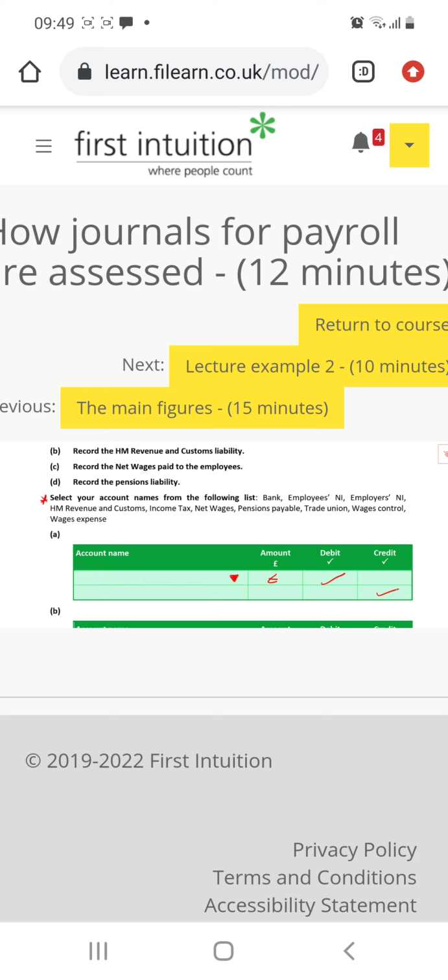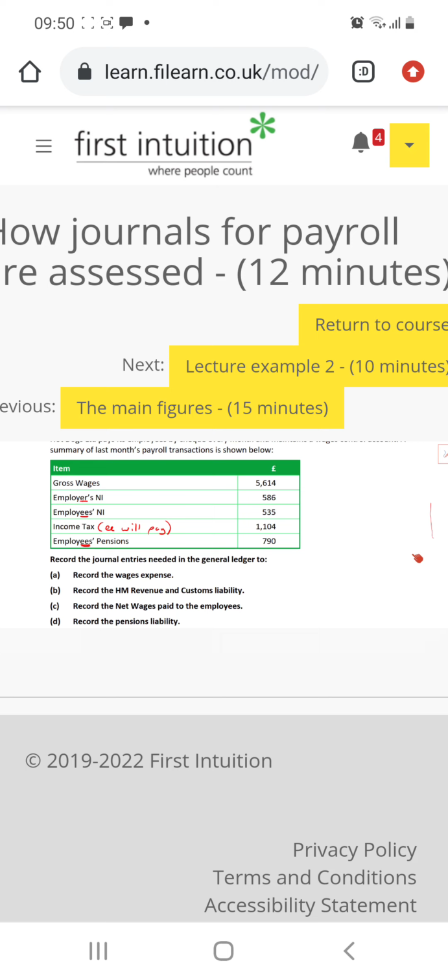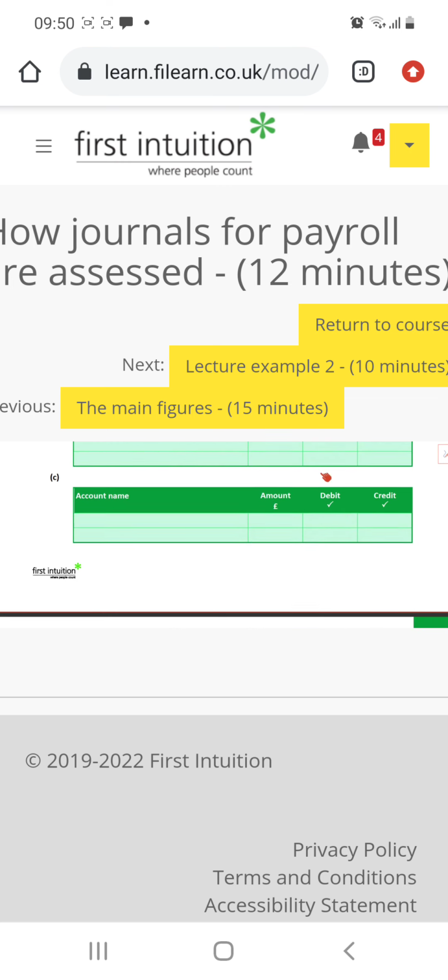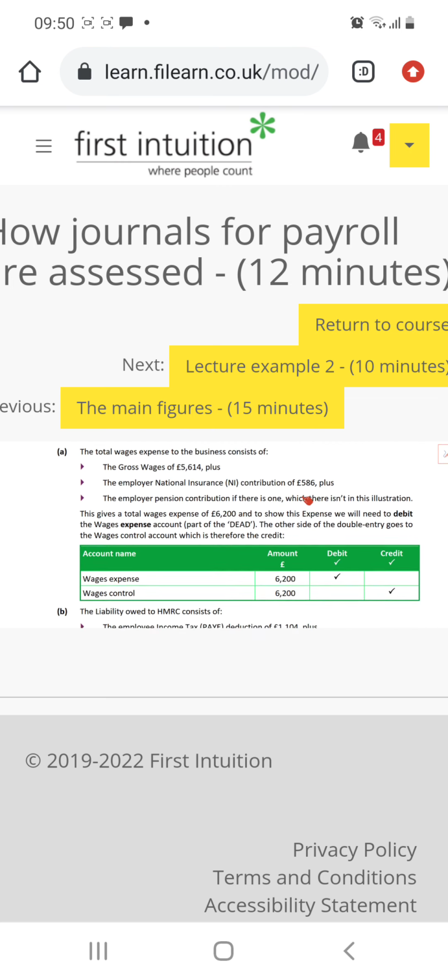Now, the problem is that half the journals you need to do, whilst they've given us this table of data, we're probably not going to post that figure on its own. So you are going to have to do a bit of a calculation to work out the correct number, as well as get the correct journal. So let's start by having a look at these. Part A was to record the wages expense.